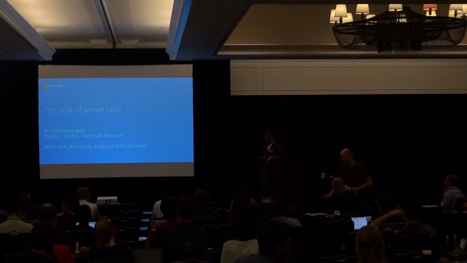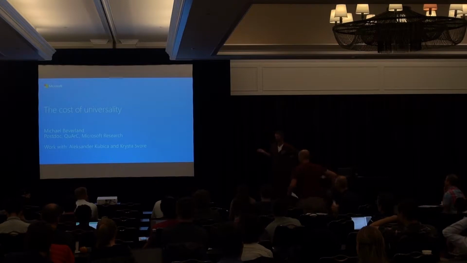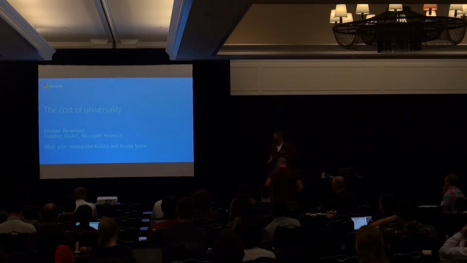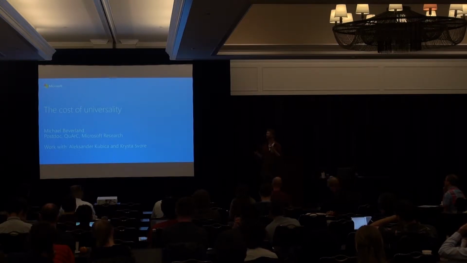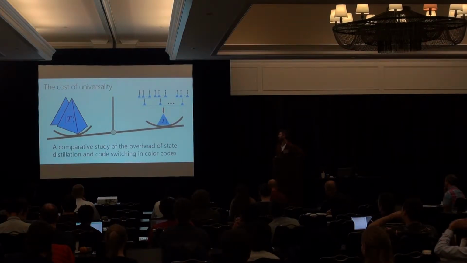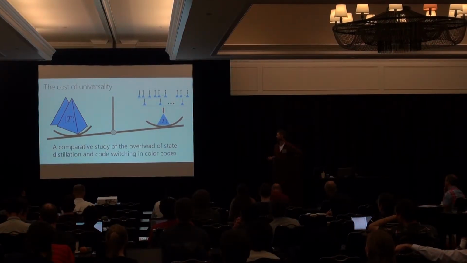So this is joint work that I did with Alex, who just spoke, and Krista Story. The main title of the talk is The Cost of Universality, and the subtitle is a comparative study of the overhead of state distillation and code switching in color codes.